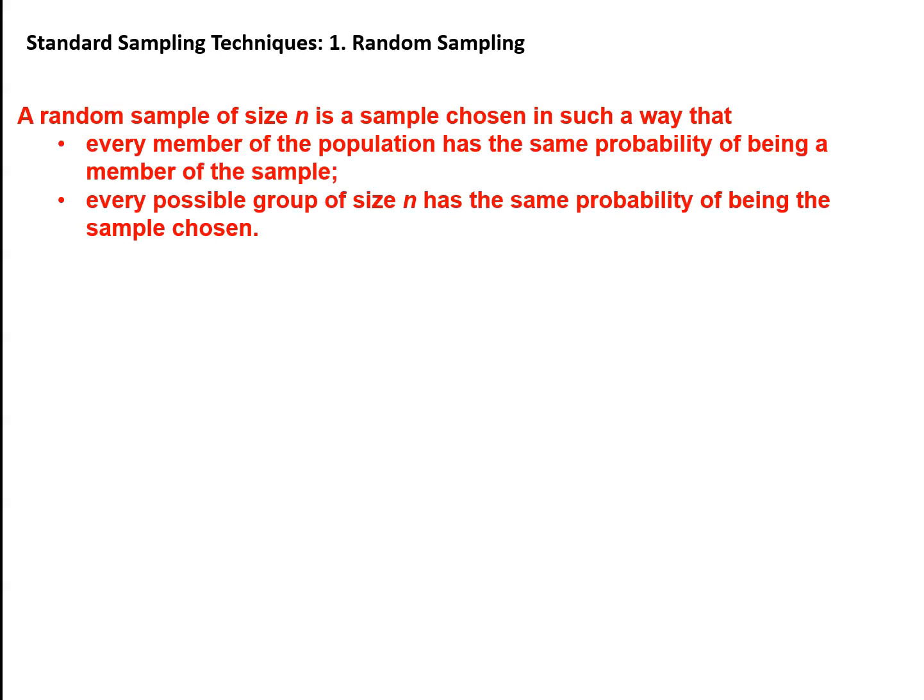Okay then, so what we're now going to have a look at is some of the standard sampling techniques. The first one is random sampling. And a random sample of size n is a sample that is chosen in such a way that every member of the population has the same probability of being a member of the sample, and every possible group of size n has the same probability of being the sample chosen.